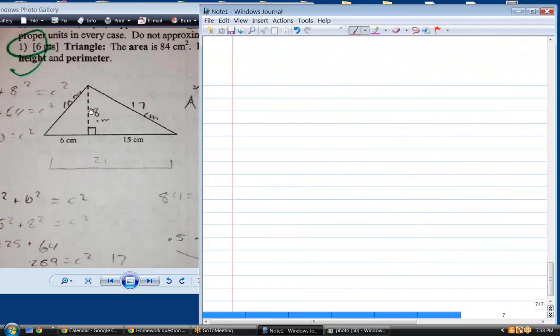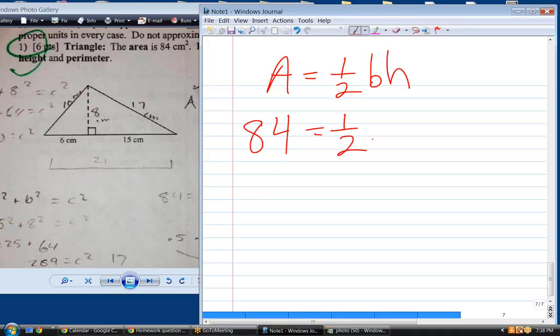Okay, so always start these geometry problems with your general formula. Area equals 1/2 base times height. Well, they give us the area, so I can fill in that for area. What else do they give us? Which measurement do they give us, the base or the height? They want the height and the perimeter, so they must have given us the base. What is the base of this triangle? It's 21. All right, so that's 21 there.